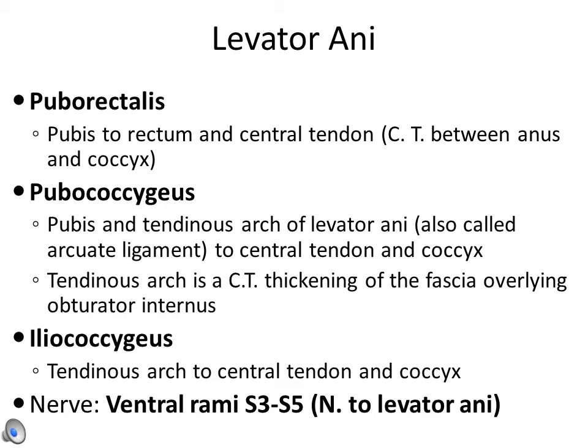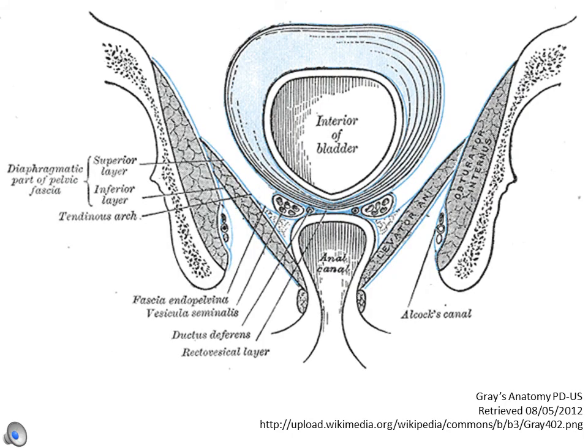the coccyx. This slide shows the relationship between the levator ani muscle and the obturator internus muscle and its common attachment to the tendinous arch.